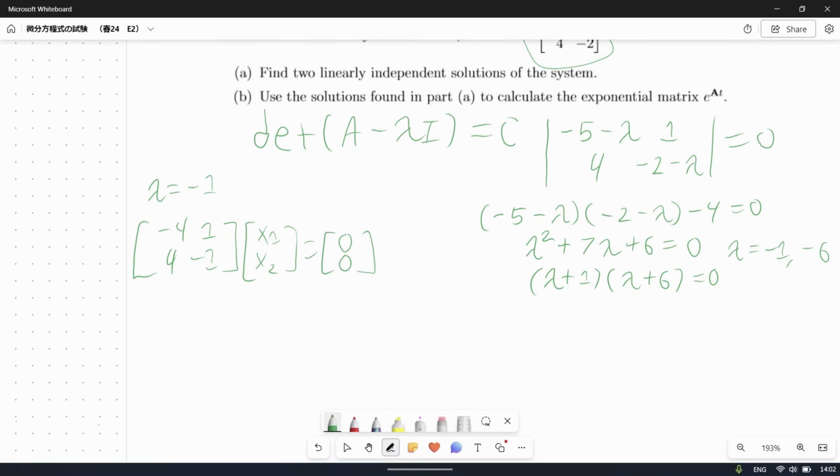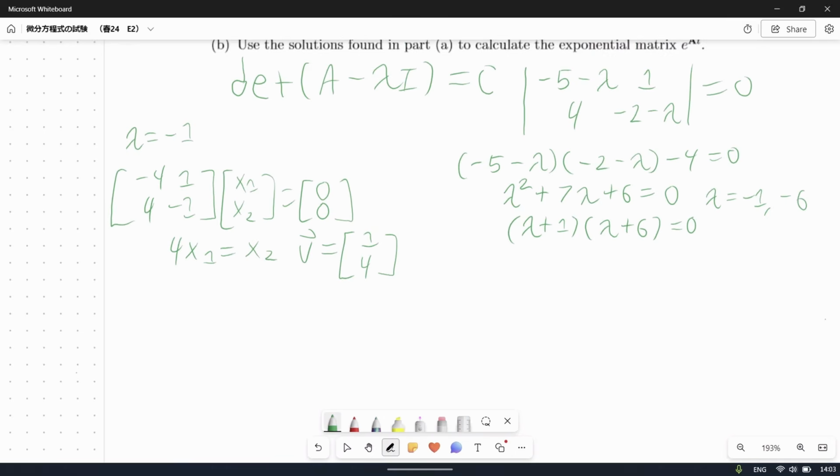I'm going to use the bottom row to make an equation. So we can say that 4 x sub 1 is equal to x sub 2. And so for our corresponding eigenvector, keeping things simple, I'm just going to use 1 and 4. So we have our first eigenvector.